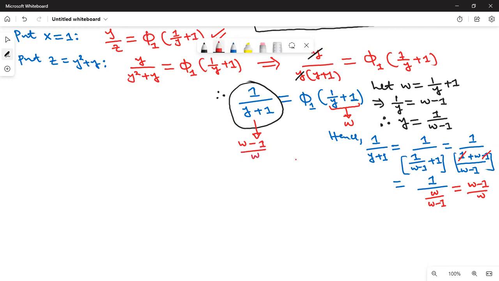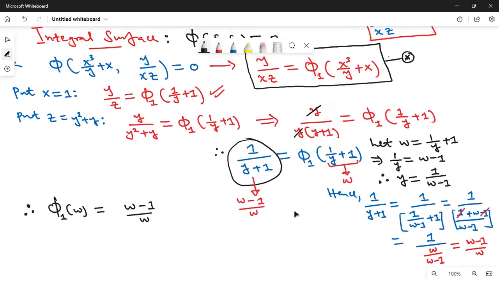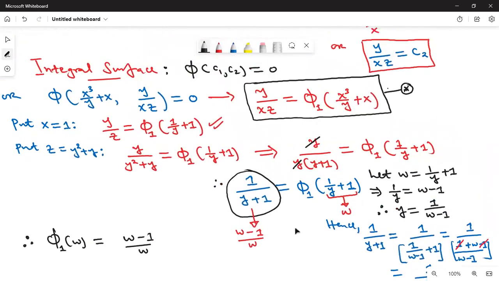So we are now saying that, therefore, phi 1 of w is now the same as w minus 1 over w. But what did we want in our solution? Look at our equation star. We wanted phi 1 of x cubed over y plus x. So where there is w, I'm going to replace that by x cubed over y plus x.